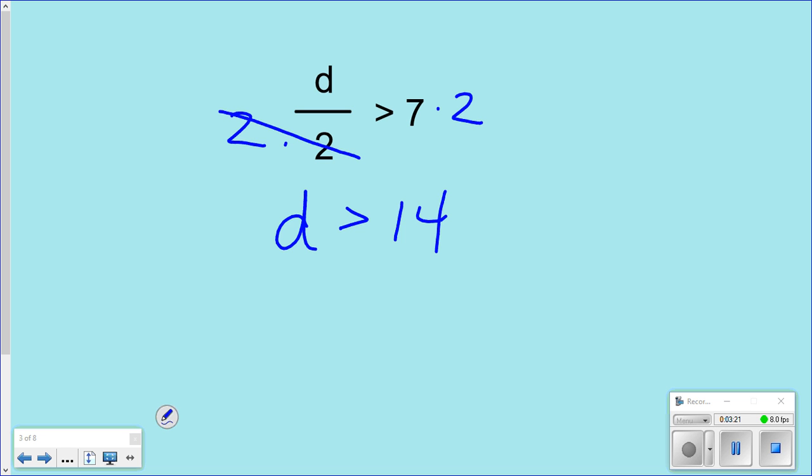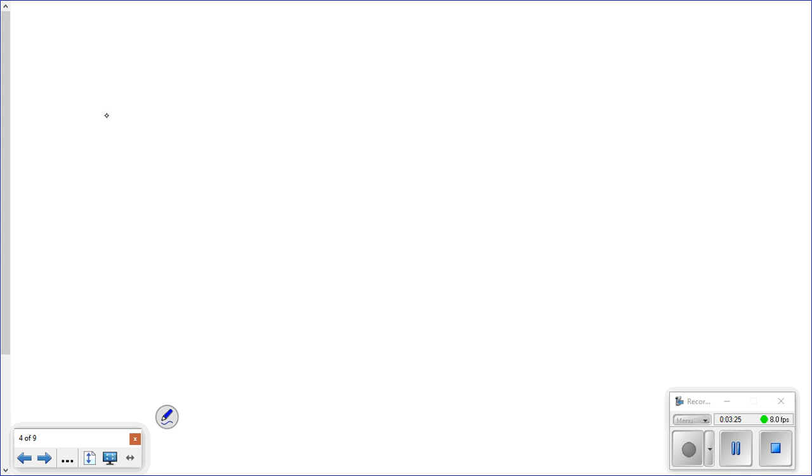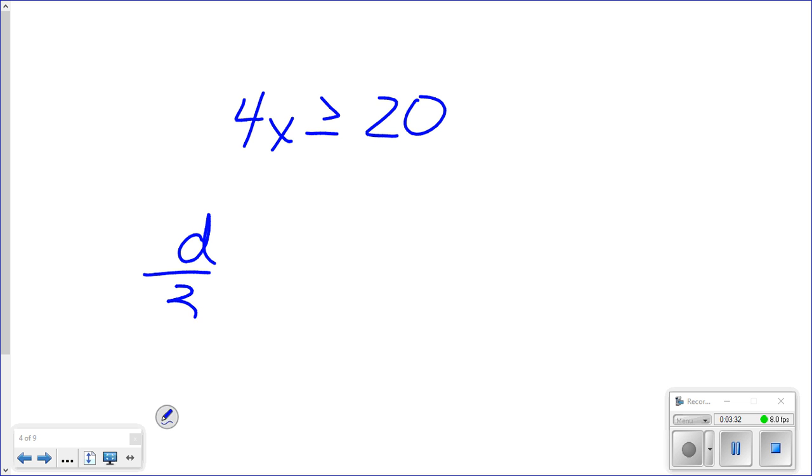Okay. All right, I'm going to give you 2, and I want you to do them by yourself quick. Make sure they're in inequality format.